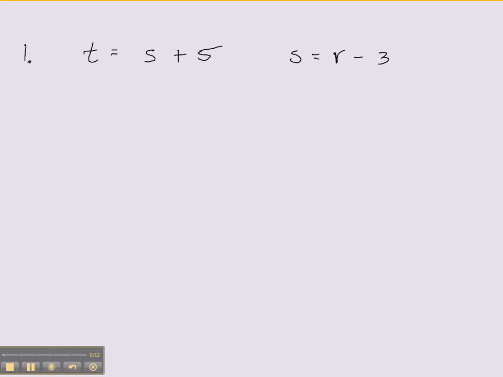Okay, number 1, we are told that t is 5 more than s. And we are told that s is 3 less than r. And we're asked to find what t is when r is equal to 3. Well, if r is equal to 3, s is 0. And if s is 0, t is 5. Answer choice D.